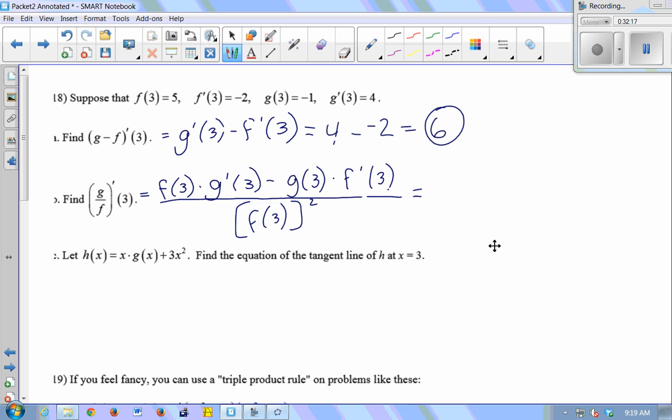And then I can plug in all the values they gave me. f of 3 is 5. G prime of 3 is 4. G of 3 is -1. F prime of 3 is -2. All over f of 3 squared, and f of 3 is 5, so 25. Okay, so this is 20 minus 2, which is 18 over 25.